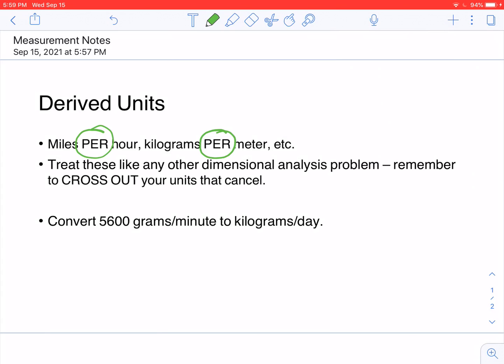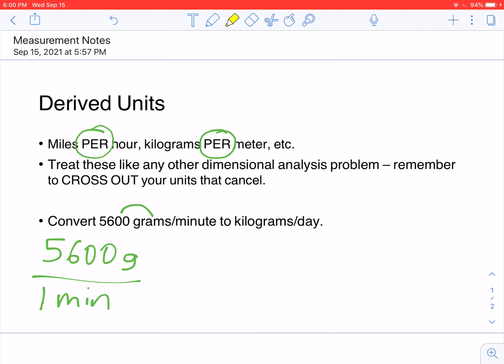So when I do this, that per is going to basically stand for a fraction bar. So I'm going to have 5,600 grams. This 5,600 is going with the grams. So I need to keep that together when I start to build what this would look like. So I'm going to have 5,600 grams per minute. If it really bugs you to not have a number with minutes, obviously you can always put a 1.